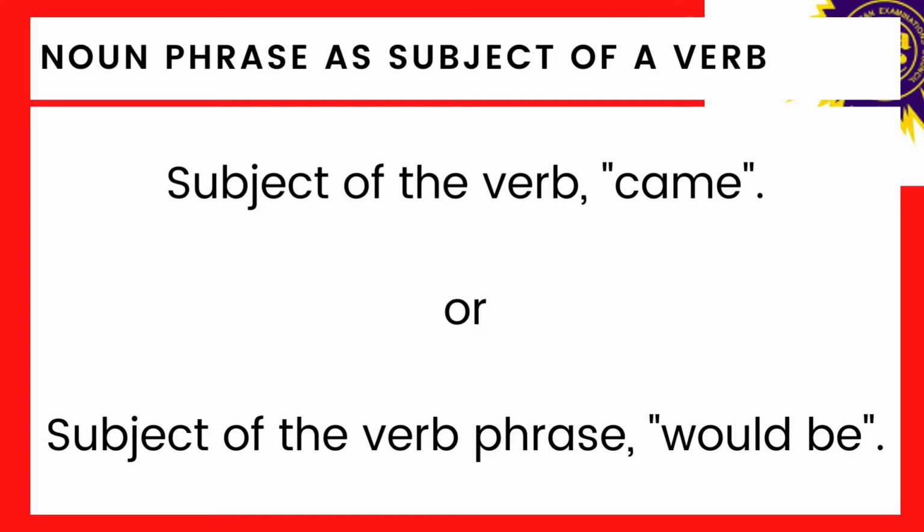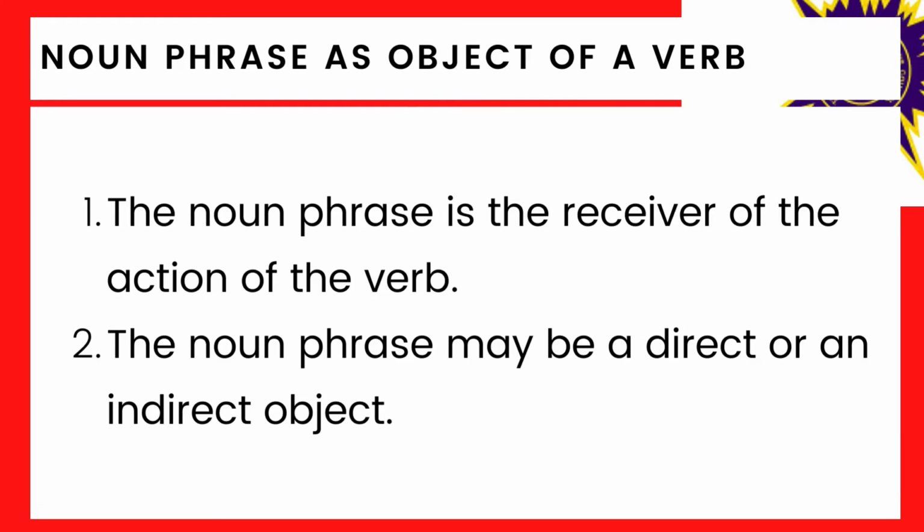Anytime you are writing down your answer, be sure to write it in this way. The next in our functions of the noun phrases: noun phrase as object of a verb or verb phrase. If a noun phrase is the object of a verb or a verb phrase, that particular noun phrase is the receiver of the action of the verb or the verb phrase.